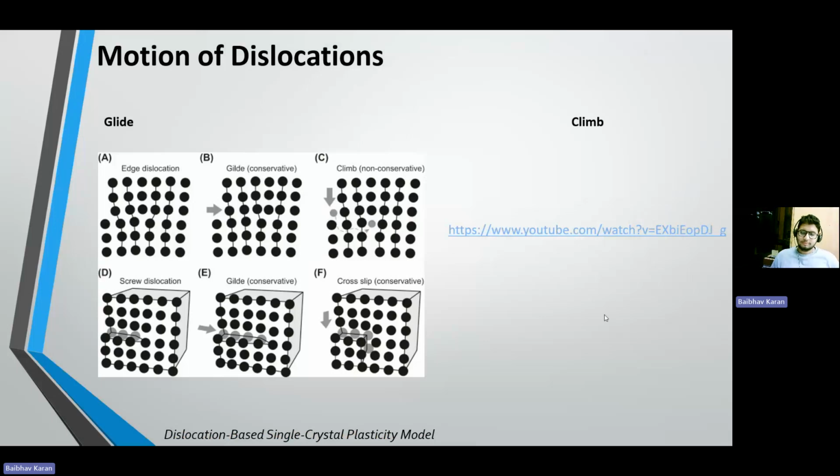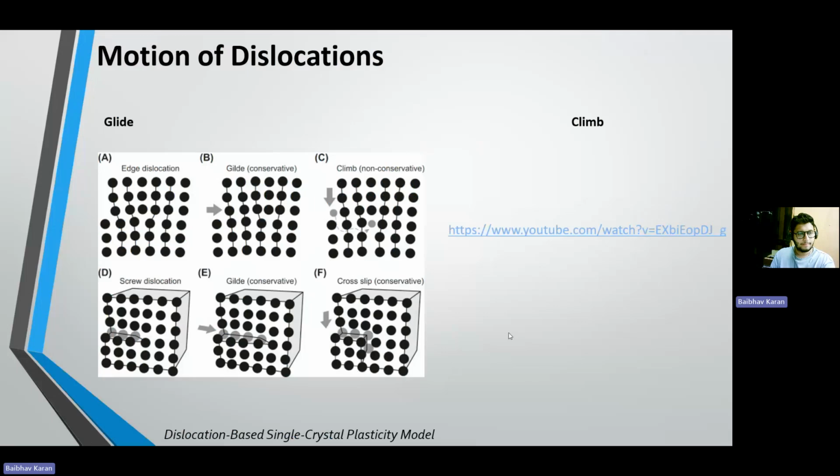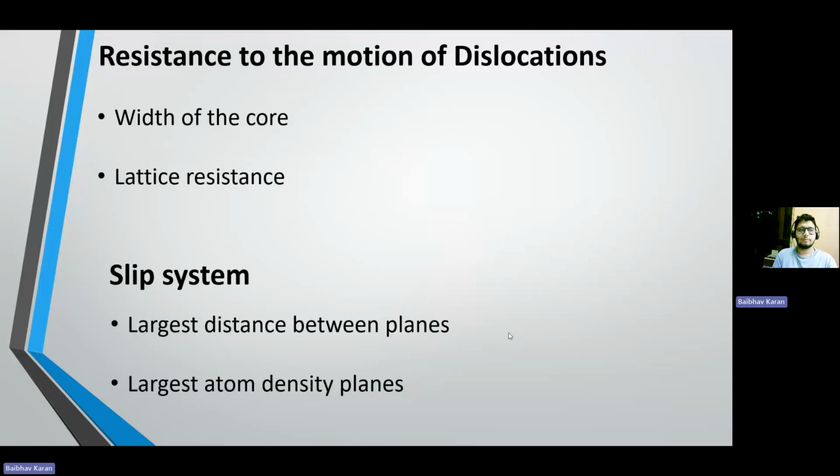But one more point to note here is, do you think the motion will be much easier? As I told you, in glide the dislocations will move across the plane. In climb, the dislocation will move perpendicular to the glide plane. Do you think it's that easy? No. There will be a resistance to the movement of dislocation. There is always a resistance to the movement of dislocation. So what is the resistance? The width of the core and the lattice resistance. These are the things which resist the movement of dislocations.